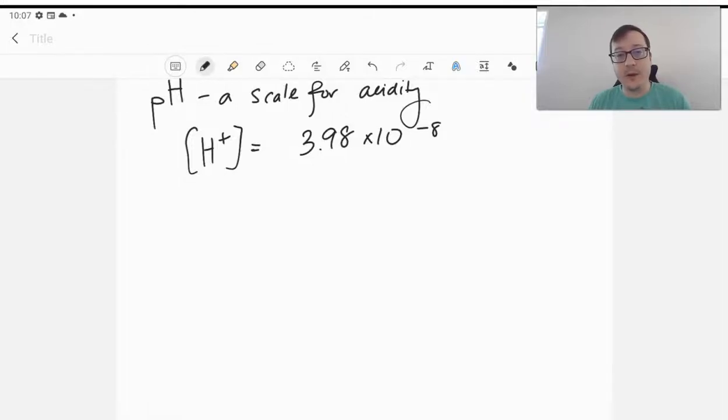In this video, we're going to introduce a scale for being able to measure very small concentrations of hydrogen ions. As we will see in biology especially, but also in chemistry, the concentration of H plus in a system is extremely important. For example, human blood normally has a hydrogen ion concentration of about 4 times 10 to the negative 8 molar. Very, very small, right?